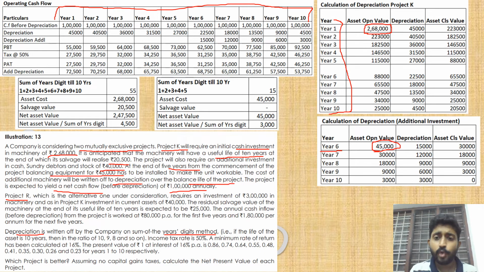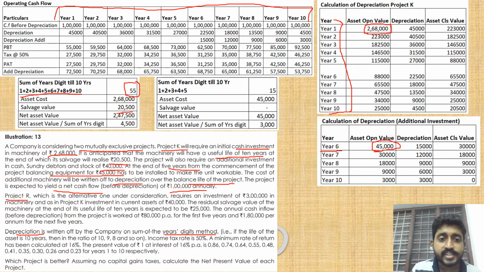So what does that mean? There are 10 years of life of the asset. So 1 plus 2 plus 3 plus 4 plus 5 plus 6 plus 7 plus 8 plus 9 plus 10. This is what they call the sum of years digit. That will come to 55. And 2,68,000 is the value of the asset, and 2,68,000 divided by 55, I'm sorry.